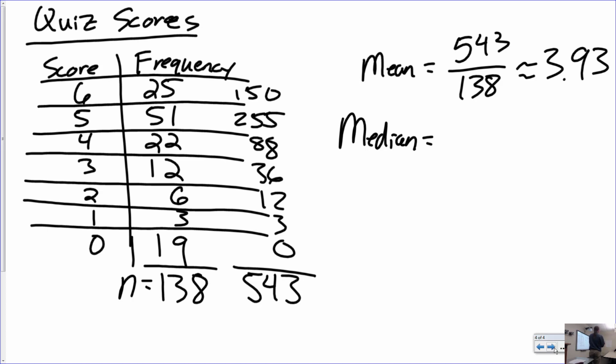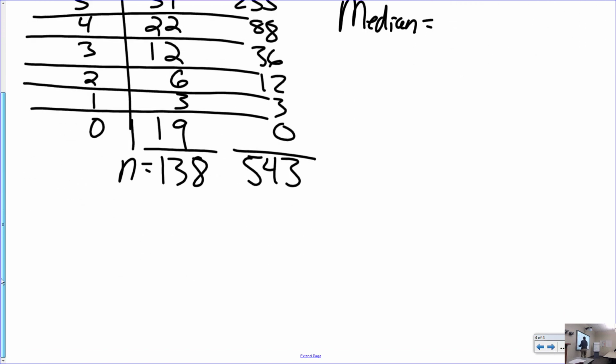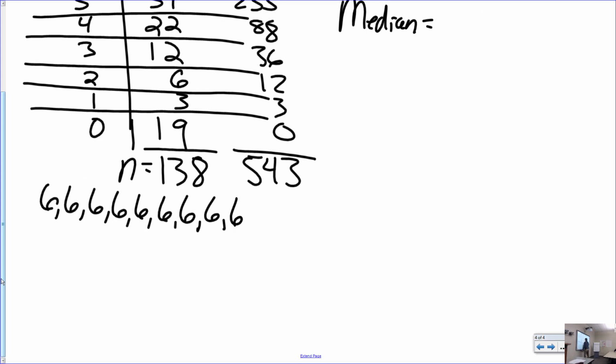So that's the mode. Is it 3? Because 3 is the number that's in the middle. Remember what this means, right? What does it mean to have 25 sixes? 6, 6, 6, 6, 6, 6, 6, and so on. Do you want me to keep going? No, right?